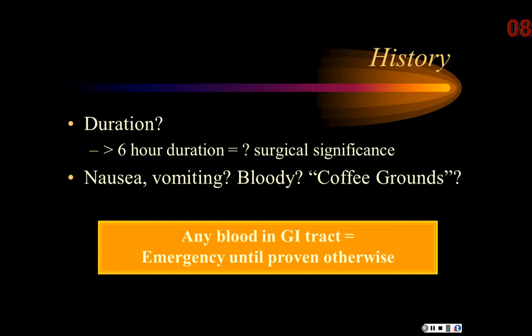Okay? So any blood in the GI tract is emergent until proven otherwise. It's a non-compressible hemorrhage. The more predominant the flow and the higher the flow, the less likelihood it's going to oxidize. That's why when we talk about esophageal varices, they are bright red. It doesn't go down in the stomach. It just comes out.